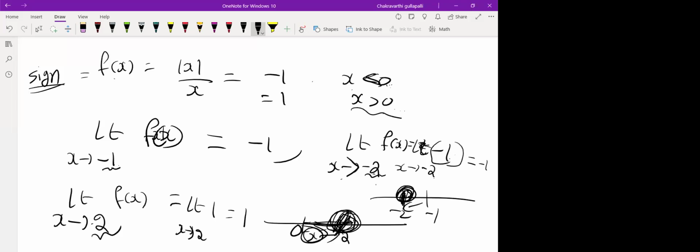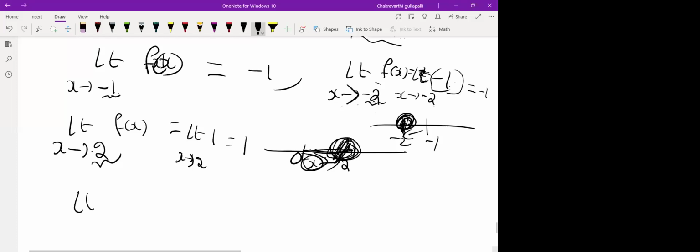This is how we are finding the limits for the values which are negative, which are positive. But suppose if I ask you the question, what is limit x approaching 0 f(x)?